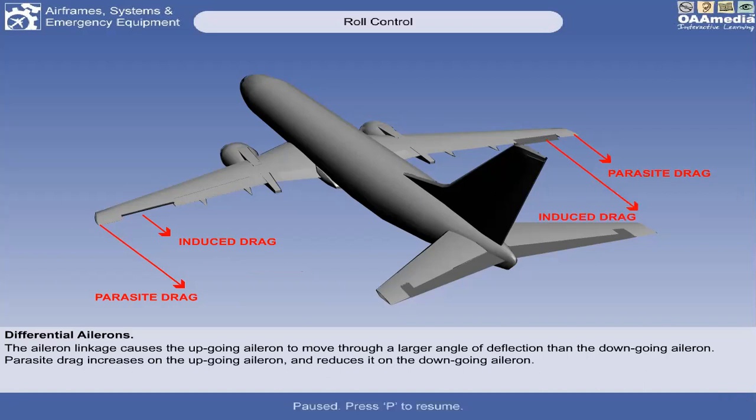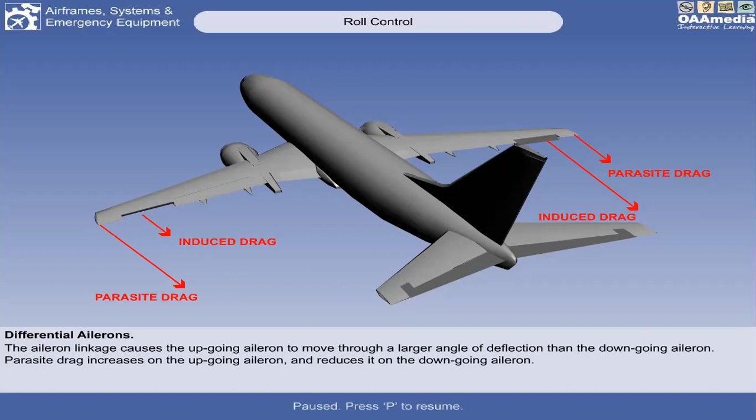Actually, the total drag of the airplane is equal to the induced drag plus the parasite drag. So that's the formula for the total drag of the aircraft: induced drag plus the parasite drag. Since the deflection of your upgoing aileron is larger, it increases the parasite drag on that upgoing aileron, and reduces the parasite drag on the downgoing aileron.